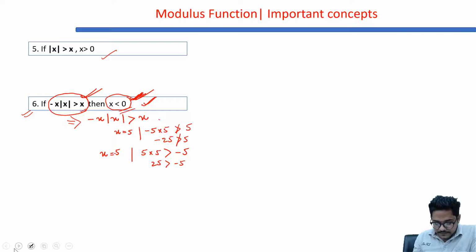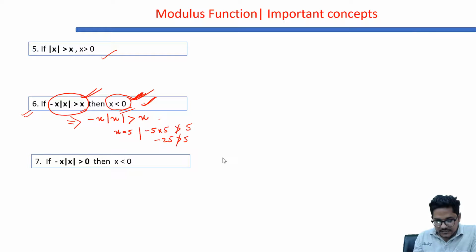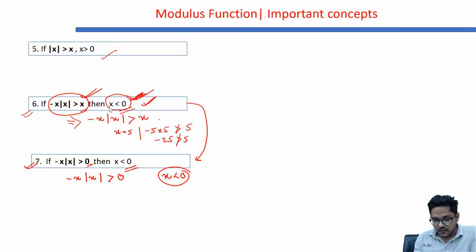Now let's look into another property. It is a similar property: if minus of x into modulus of x is greater than 0, then x is less than 0. So minus of x into modulus of x is greater than 0, then we must know that x is less than 0. It is just the same corollary from the previous property. Over here in place of x we have kept 0. So it was x less than 0 there, and over here it is again the same, x is less than 0.